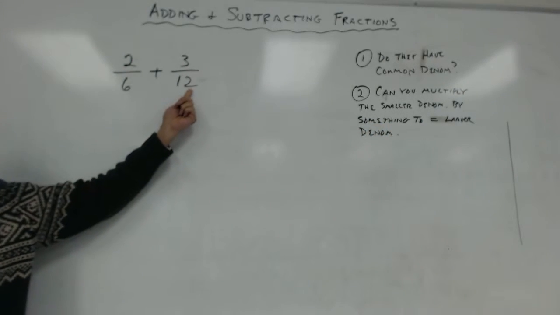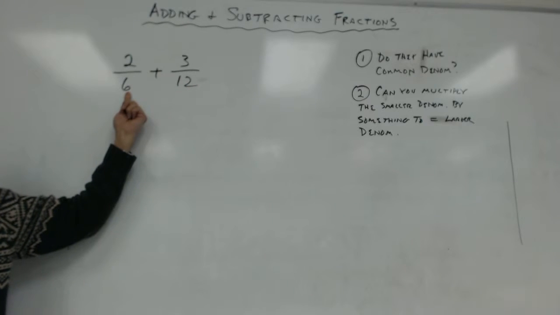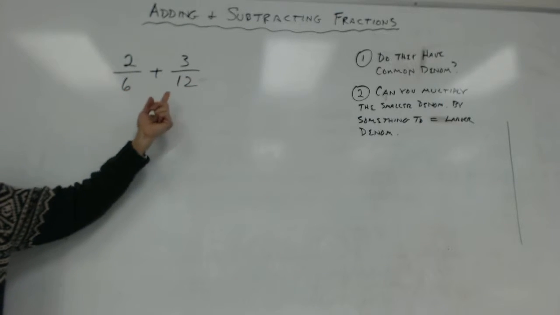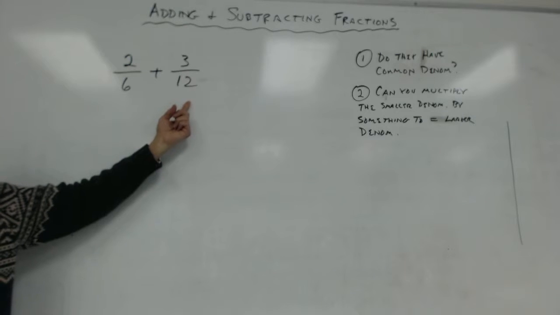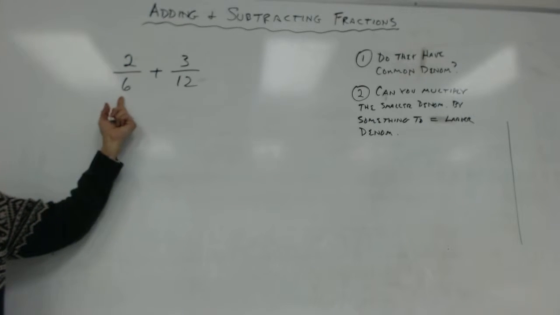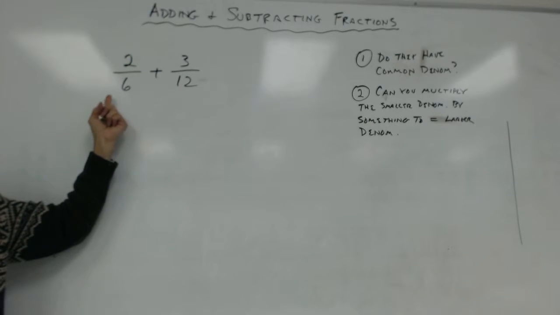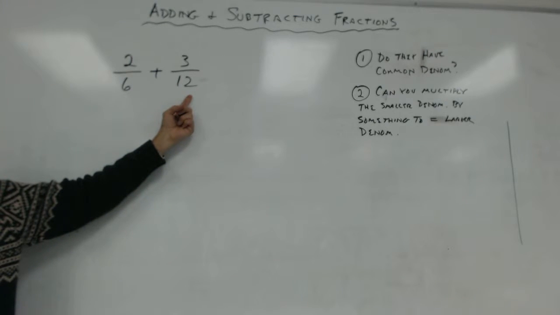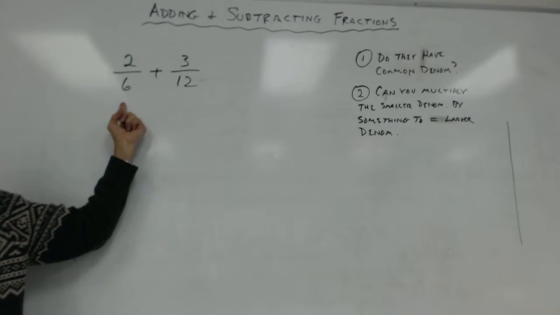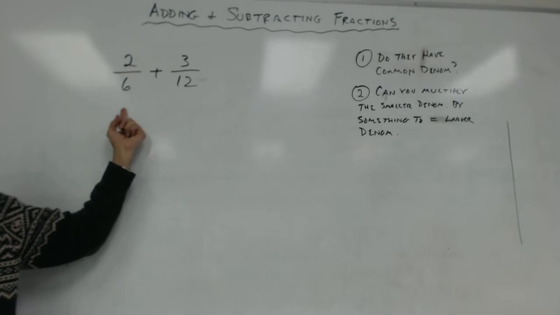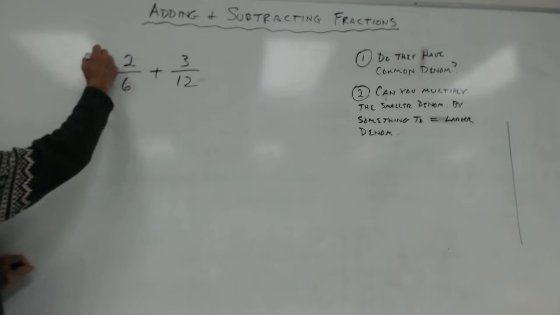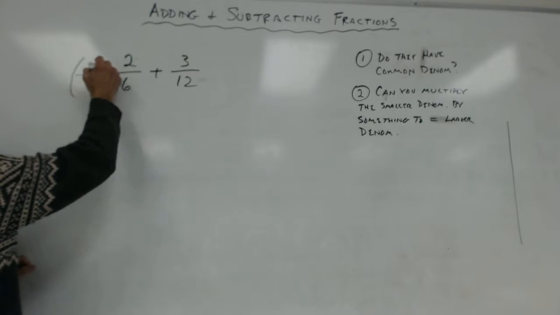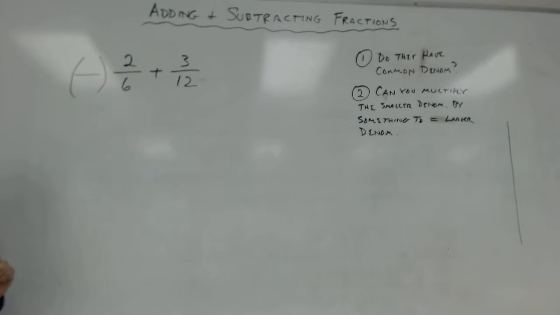I'm not going to try to make my larger one smaller. So don't ever try that. Always look at the smaller one. Can I multiply 6 by any number to turn it into a 12? 2. I can, right? 6 times 2 is 12. Oliver, you agree? Right? So this is what you do. You put a parentheses here and a fraction line. Okay?